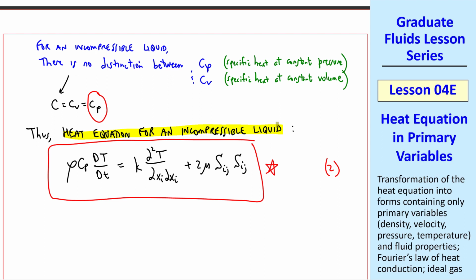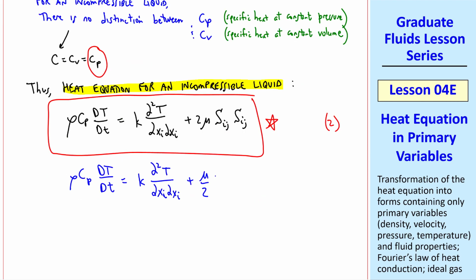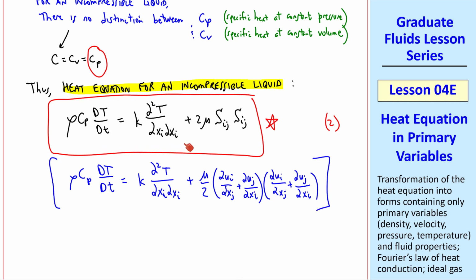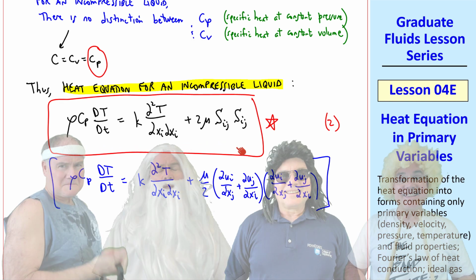We have accomplished our goal. All the variables here are now primary variables, where Sij can also be written in primary variables. I write it like this just to save space. If we expand Sij, we would get this form. Some of you may be tempted to use this equation for gases as well.